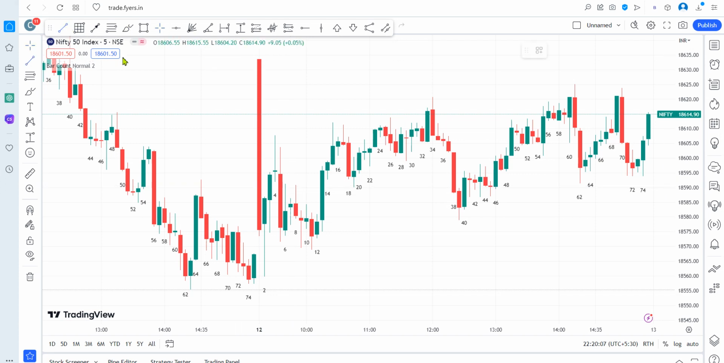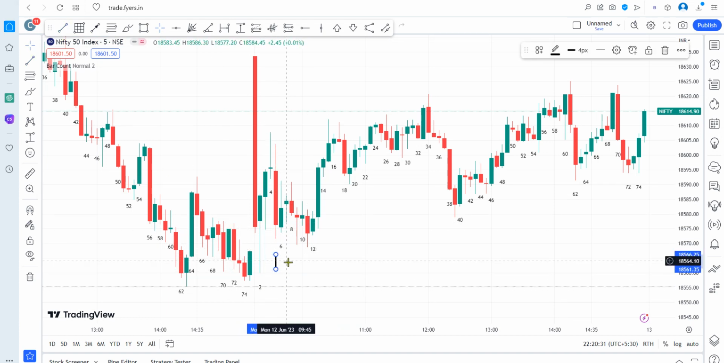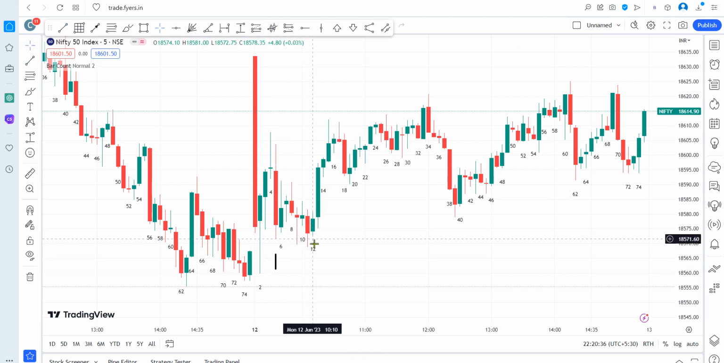Here, a position can be easily created by sellers on the eighth candle's wick. On the eighth candle, a selling position can be created. Ninth candle. Okay, now what happens is you can see that here is one leg, this is the second leg, this is the third leg. The ninth candle is the second leg, the 11th candle is the third leg.